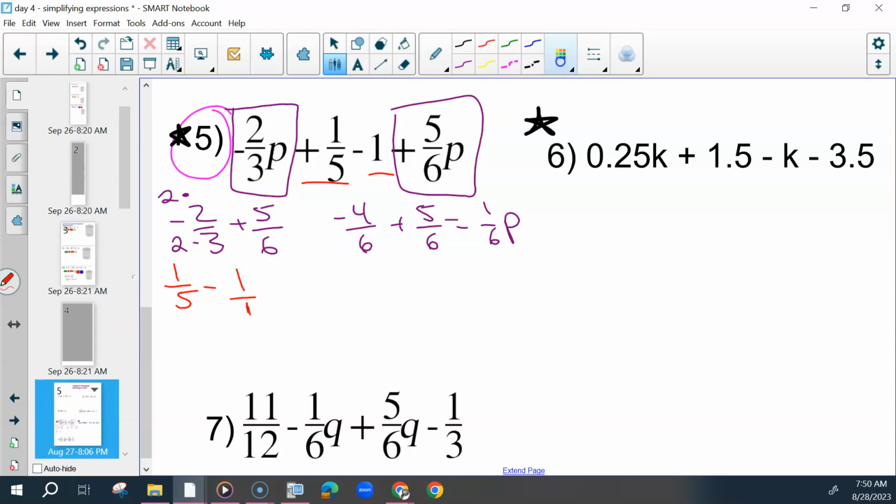So if we know that this is over 1 and the denominators need to be the same, what would we multiply that fraction by so that it is now the same? 5. Because if I multiplied it by 1, this would stay the same, but this would change. Right, so then what would that new fraction be? -4/5. Then we can put those together.